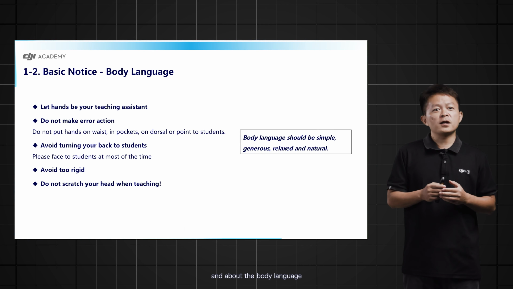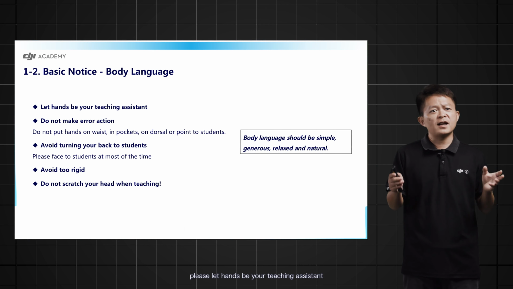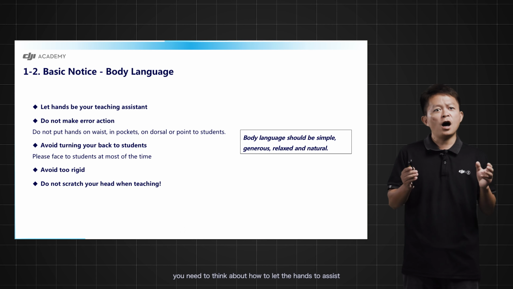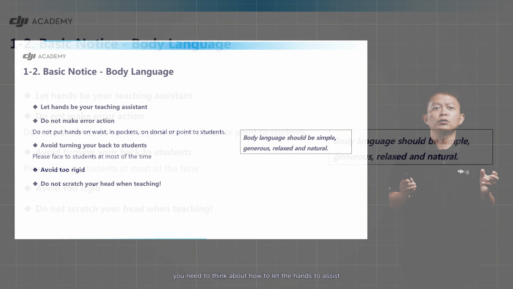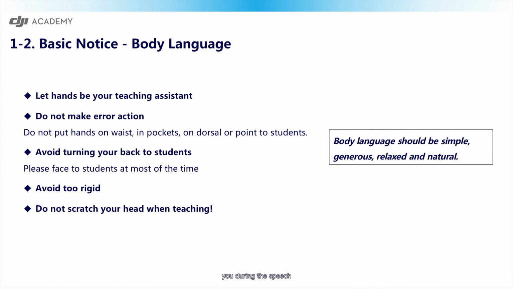And about the body language. Firstly, please let your hands be your teaching assistant. You need to think about how to let the hands assist you during the speech. This is important. And also, do not make aimless actions. For example, you should not put your hands on your waist, in pockets, on your back, or point at students. These actions will make you impolite.